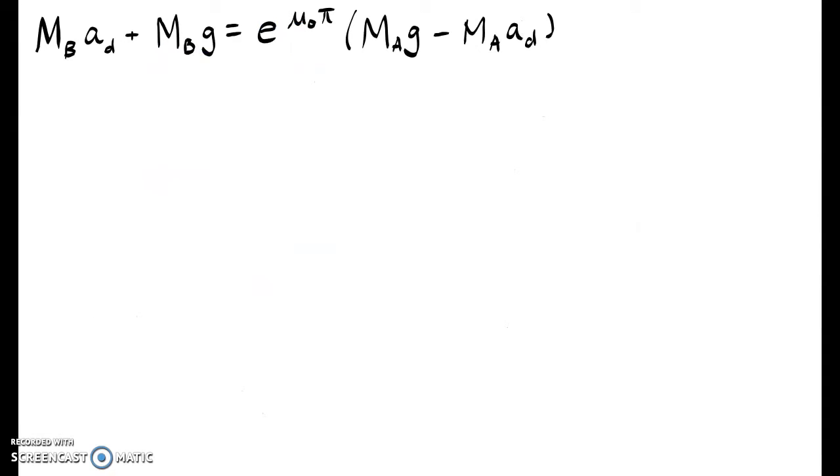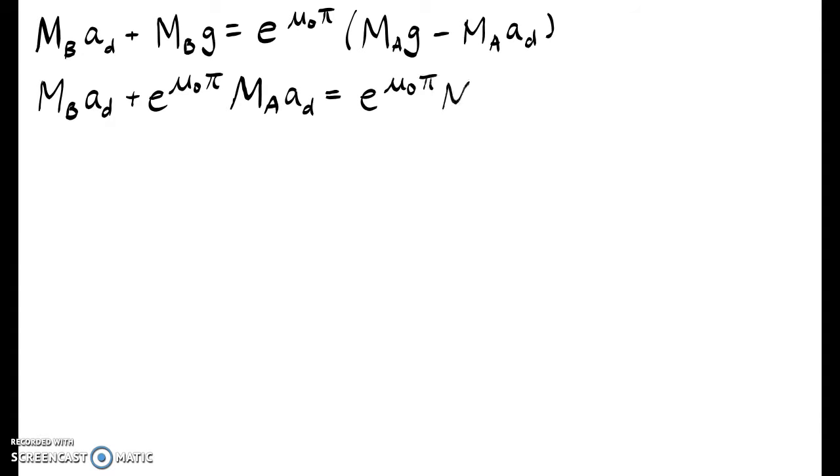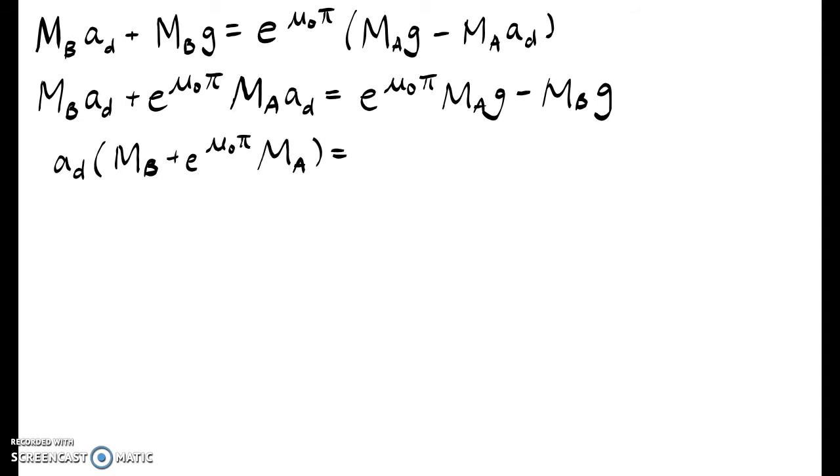Now we want to solve for AD, so let's move all those terms containing AD to one side. So we get plus e to the mu 0 pi MA times AD is equivalent to e to the mu 0 pi MA times G minus MB times G. So if we factor out AD, we find that it has a coefficient of MB plus e to the mu 0 pi MA. And we can also factor out a coefficient on the right hand side to get e to the mu 0 pi times MA minus MB.